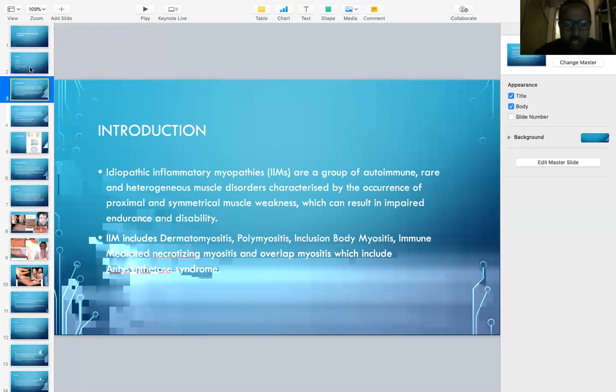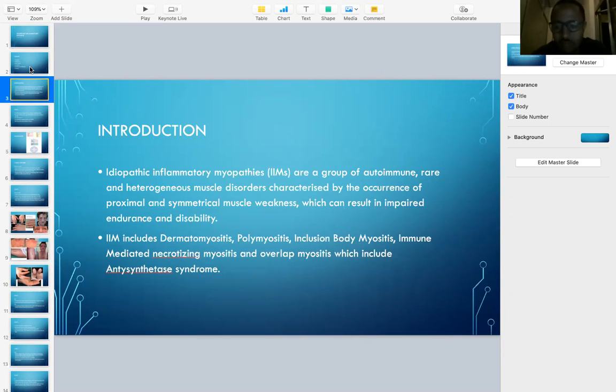So idiopathic inflammatory myopathies are a group of autoimmune, rare, and heterogeneous muscle disorders characterized by the occurrence of proximal and symmetrical muscle weakness, which can result in impaired endurance and disability. Apart from the muscles, the disease can involve other organs like the lung, the joints, cardiac system, and GI can also be involved. Sometimes they may be associated with malignancies, or it could be a paraneoplastic phenomenon as well.